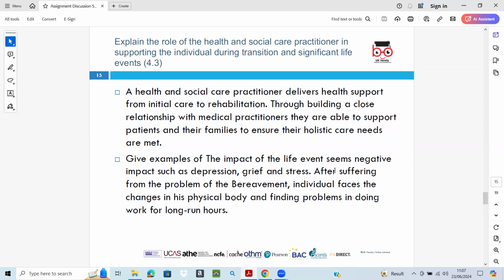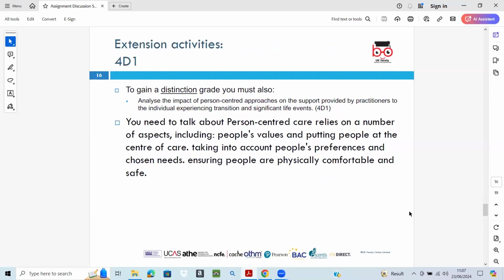We could discuss depression, grief, and stress. Here we could discuss examples like these. Then in the next slide, we need to discuss the distinction criteria, which is related to analyzing the impact of person-centered approaches on the support provided by practitioners during transitions and significant life events.